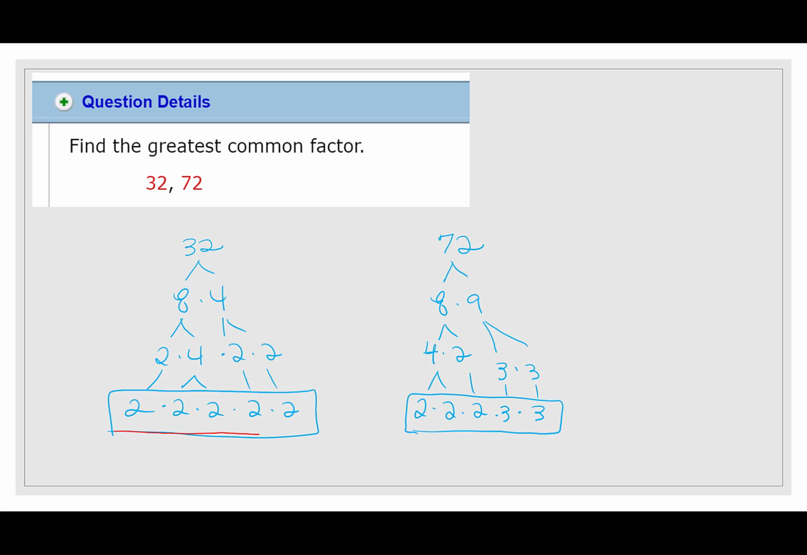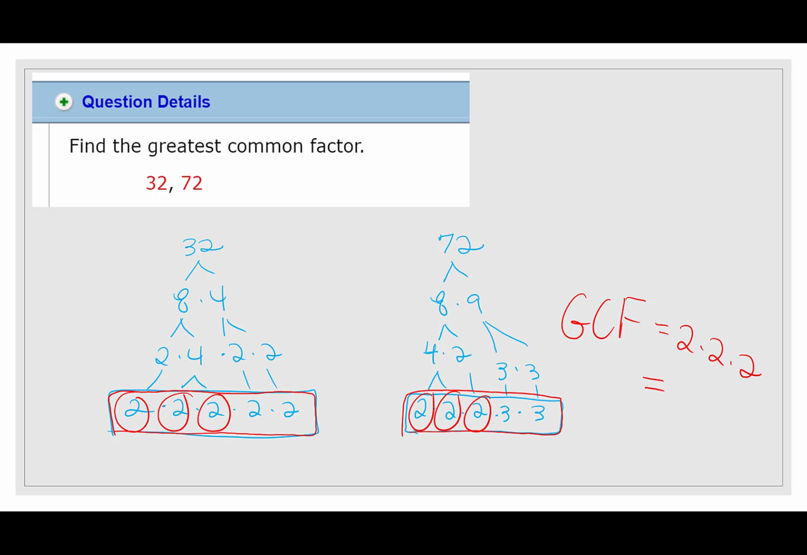Now looking at these 2 factor trees, I want you to circle every number that they have in common in their prime factorization list. That is the list of numbers here in this red box. So they have 3 2s in common, and that's it. And so the greatest common factor, GCF, is 2 times 2 times 2, and a better way to write that is 8.